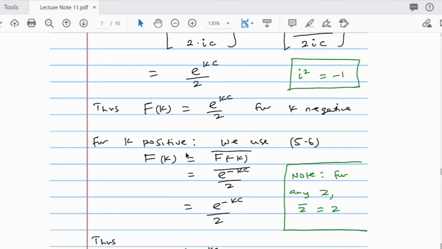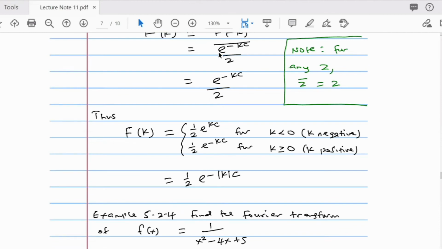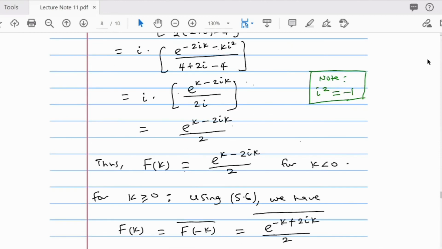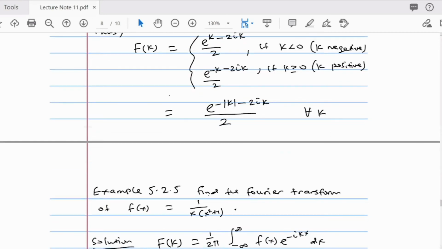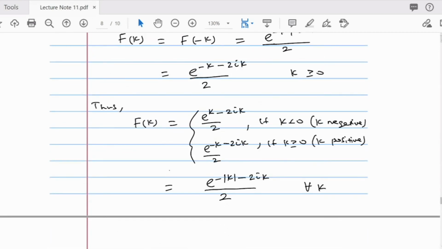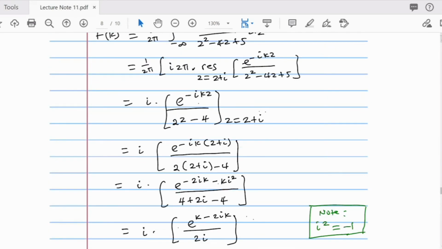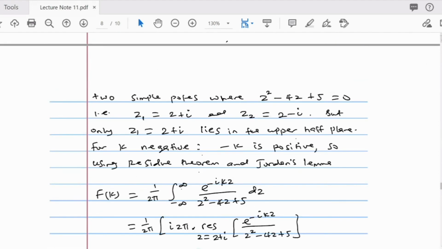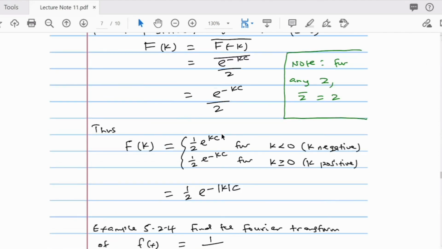And this is f of k whenever our k is positive. Whenever k is negative, this is our f of k. But we can combine the two together. Okay, let me go up a bit. So this is our f of k where k is negative. This is the part we computed using Jordan's lemma and residue theory.